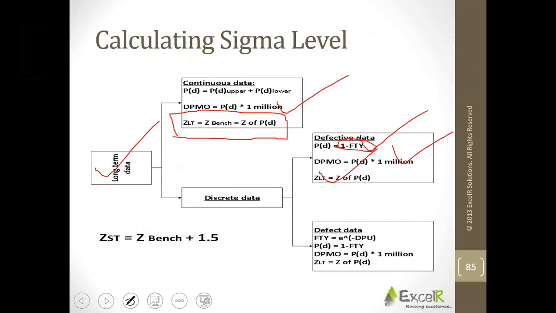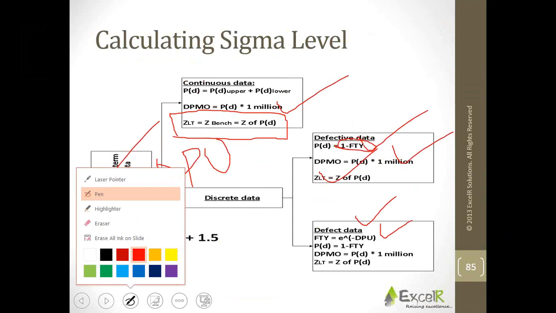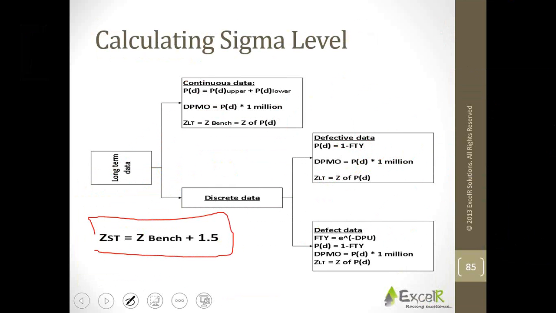So the calculation of ZLT would still remain the same. We just calculate the Z value of probability distribution. Then in discrete data, we also have defect data. If defect data is given, how do you calculate the FTY? FTY is equal to exponential E to the power minus DPU. If you want to find out FTY. Once you get FTY, probability is nothing but 1 minus FTY. Then you calculate DPMO and then you calculate ZLT. And ZST we know that is ZLT plus 1.5 or Z bench plus 1.5.